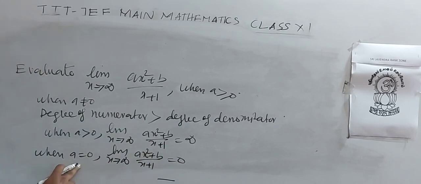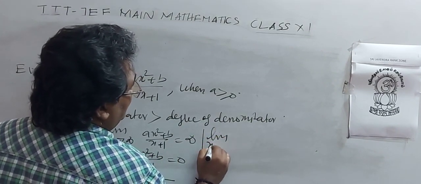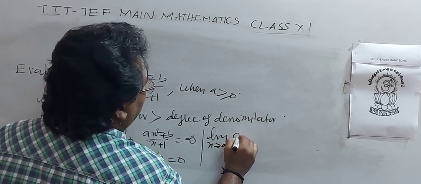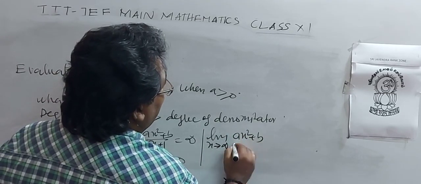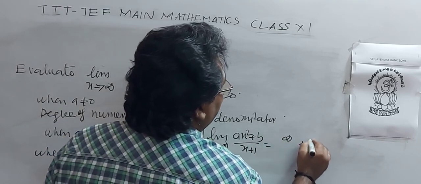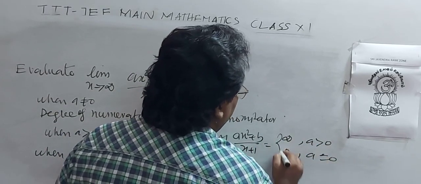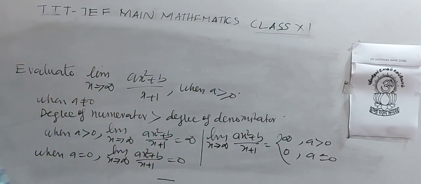If a equals 0, the degree of the numerator is less than the denominator. The answer is 0. Therefore, the limit as x tends to infinity of (ax² + b)/(x + 1) is equal to infinity if a is greater than 0, and 0 if a is equal to 0.